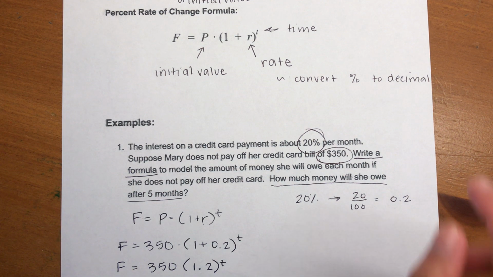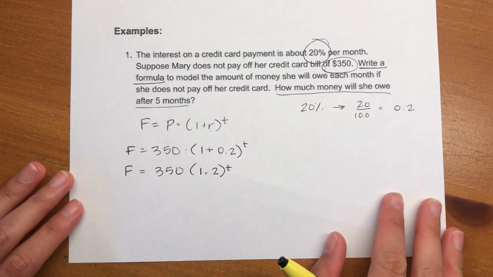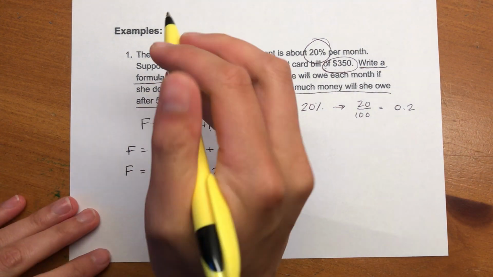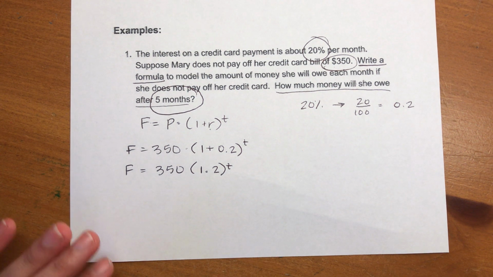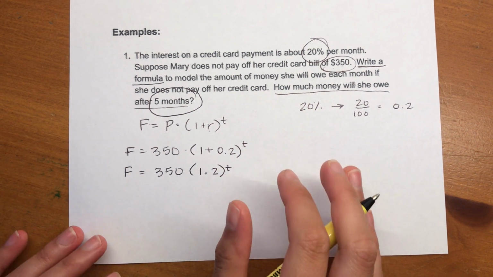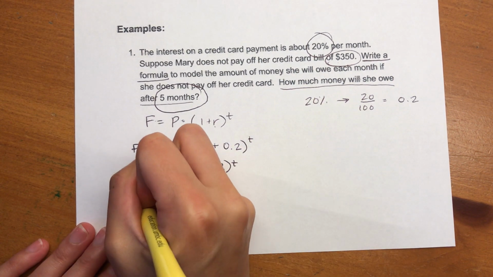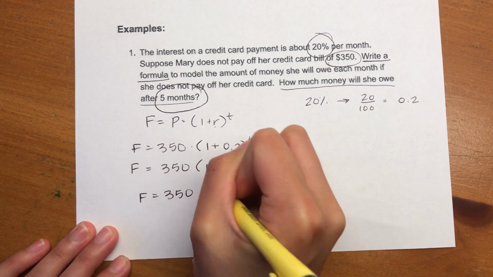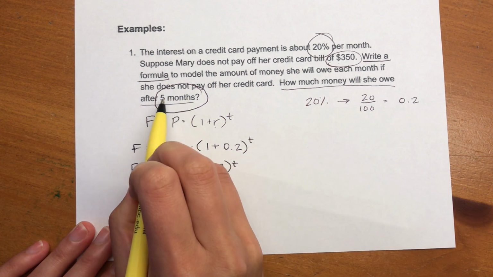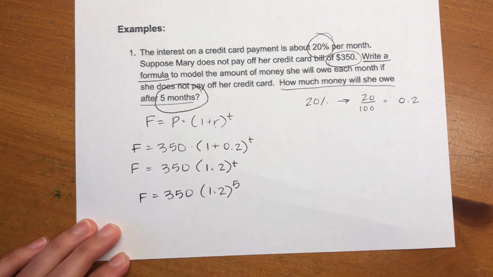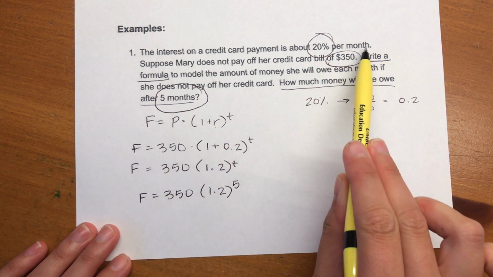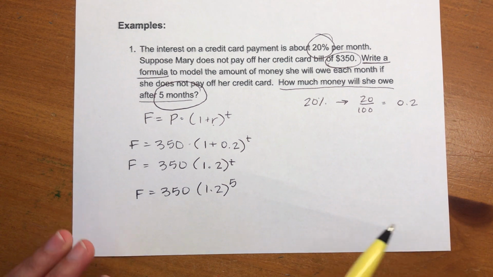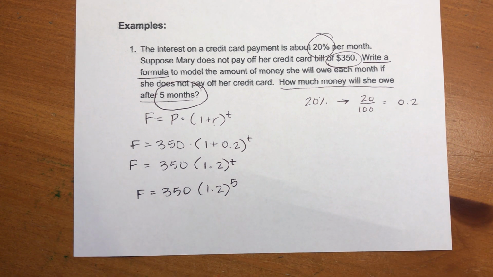Now I need to figure out how much money Mary will owe after 5 months. So 5 months is an amount of time. Time is t, so 5 months is my t value. So I'm going to substitute in 350, 1.2, and I'm substituting 5 into my t value. Okay? And since this is months and my rate is months, we're all good with units. Everything's the same.